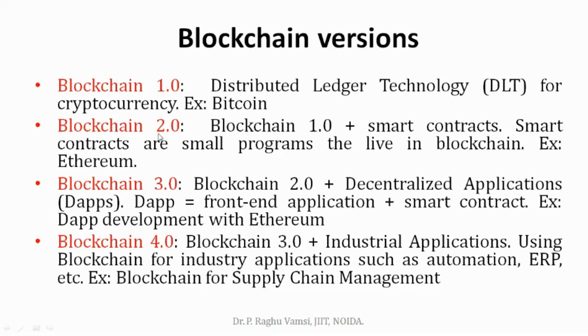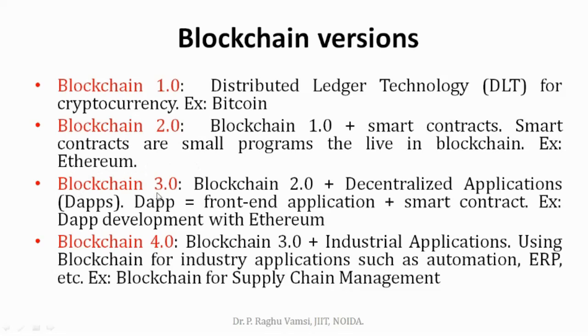Now blockchain 2.0 consists of blockchain 1.0 plus smart contracts. That means distributed ledger technology is there, supporting cryptocurrency is also there, and along with this, the facility of executing smart contracts is also there. If you add smart contracts, then it becomes blockchain 2.0. Smart contracts are small programs that live in the blockchain. An example of blockchain version 2.0 is the Ethereum blockchain.